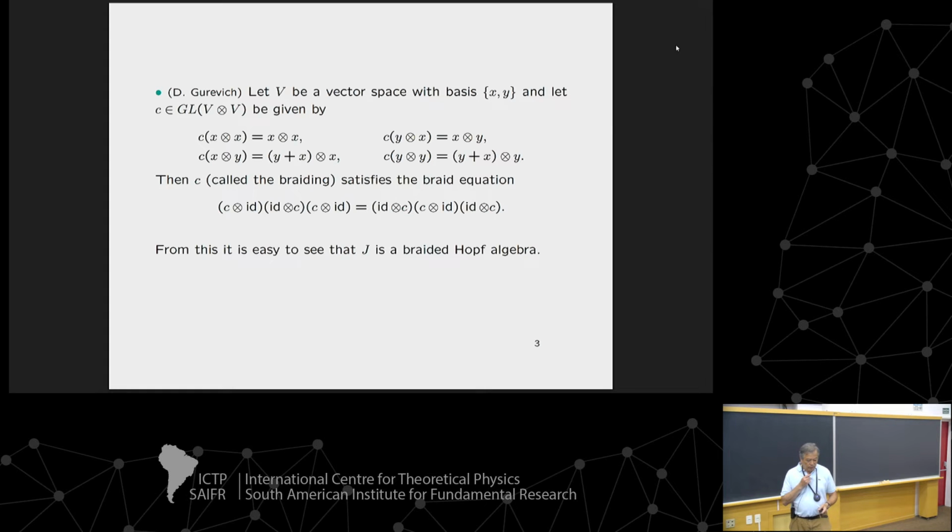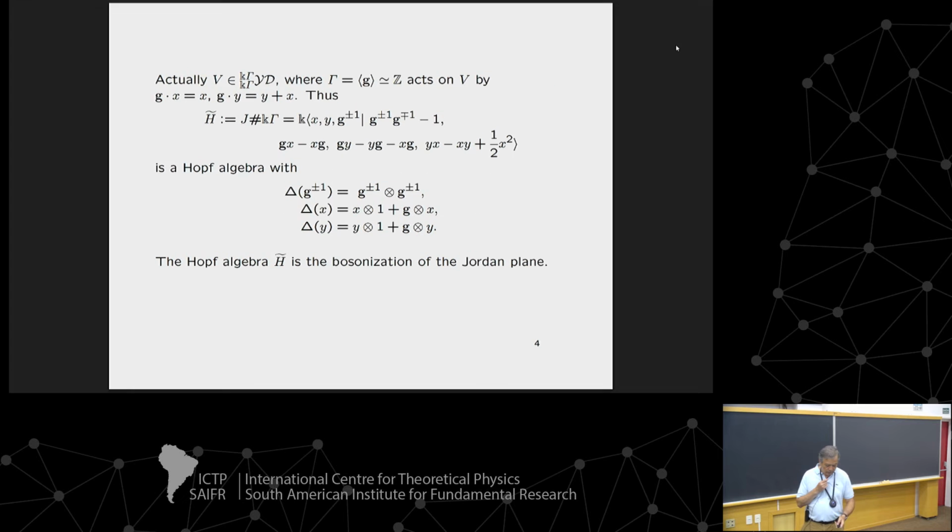And from there, he proved that the quantum plane is a braided Hopf algebra in the imprecise meaning that I gave before. Actually, also some technicality that is not completely needed. V is more than a braided vector space.